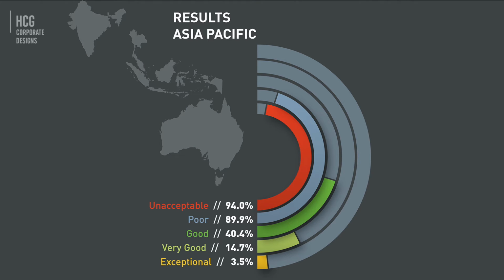As you can see, the yellow exceptional with 3.5% is only a small part of the entire half round circle that goes all the way up. Makes sense. The red unacceptable accounts for 94% and almost the whole half circle is red. Imagine the yellow exceptional with 3.5% would go up to the middle, about 50%. This would not really make sense.